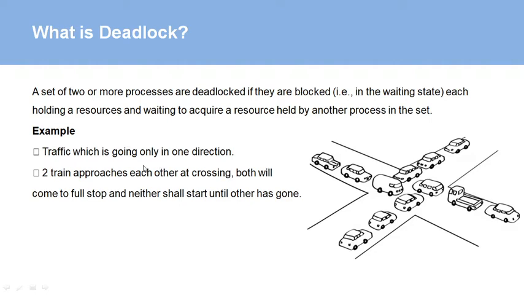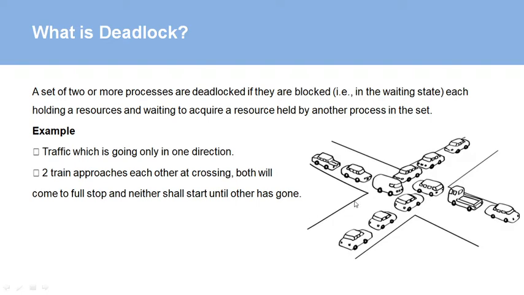Another example of deadlock can be, suppose two trains are approaching each other at the crossing and both come to a full stop, and neither shall start until the other has gone. Okay, so this can be another example of deadlock.